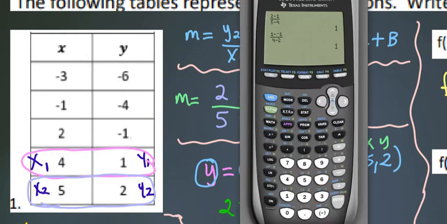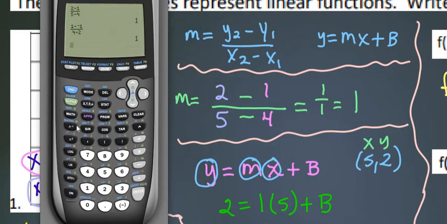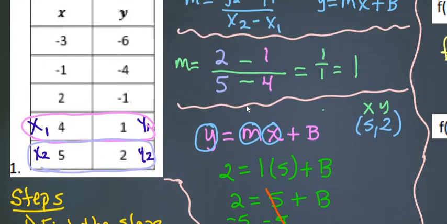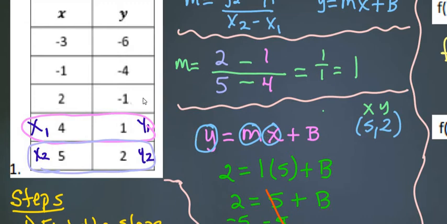So when I put this all at one time into the graphing calculator, I can go to alpha y equals, hit enter, 2 minus 1 over 5 minus 4. And you see that we have the slope of 1. Now, I'm going to take this slope of 1 and I'm going to put it in the slope-intercept form. I'm going to pick a set of points. It does not matter which set of points you use. And I'm going to use 5 and 2 right here.